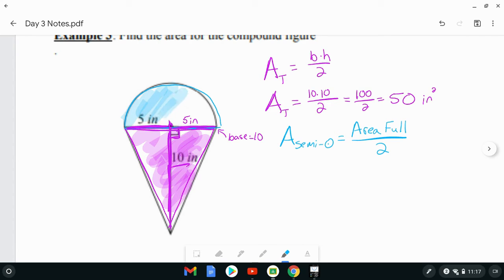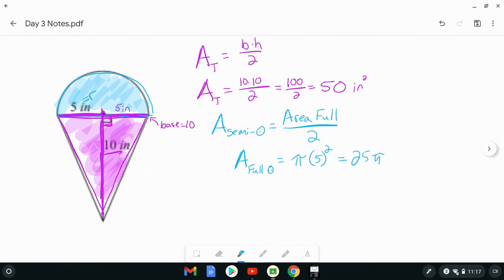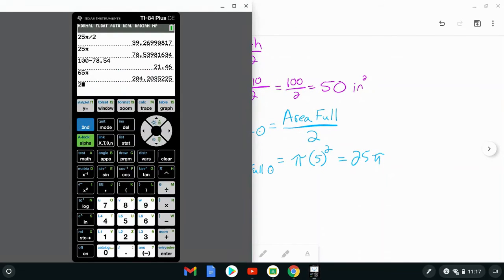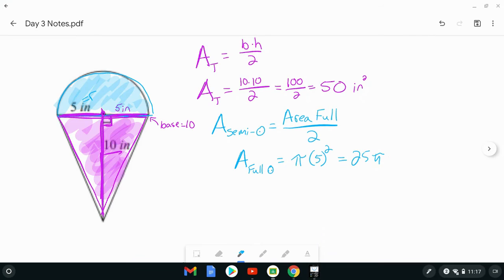In order to find this, we first have to find the area of what would be the full circle if we finished it out. So let's go ahead and find the area of the full. The area of the full would be pi times the radius, which is 5, squared. So the area of the full would be 25 pi. Plug that in your calculator. You end up with 78.5.